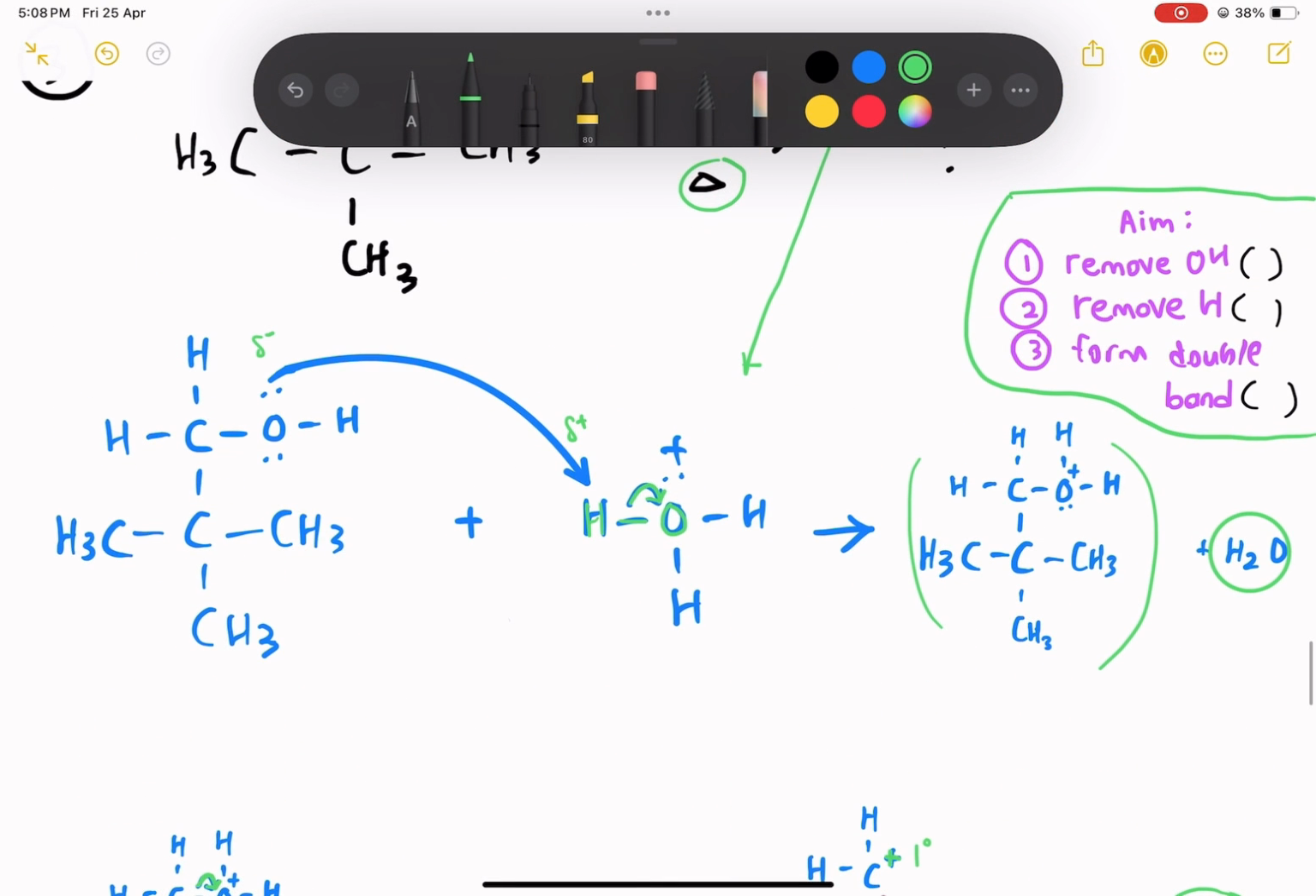Once you have done all the aims, check back whether you have removed OH, H and formed the double bond. If you have completed all the 3 aims, this means that your mechanism is completed.